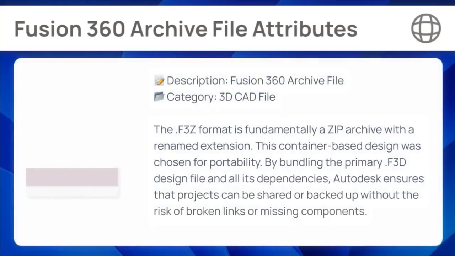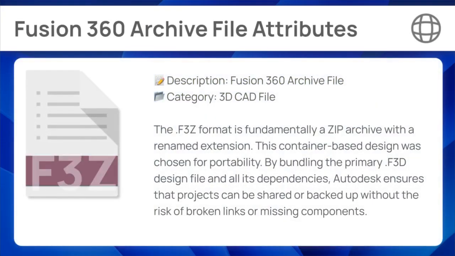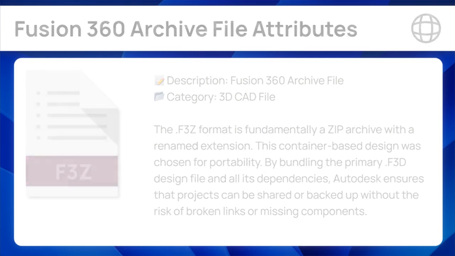The .f3z format is fundamentally a zip archive with a renamed extension. This container-based design was chosen for portability. By bundling the primary .f3d design file and all its dependencies, Autodesk ensures that projects can be shared or backed up without the risk of broken links or missing components.